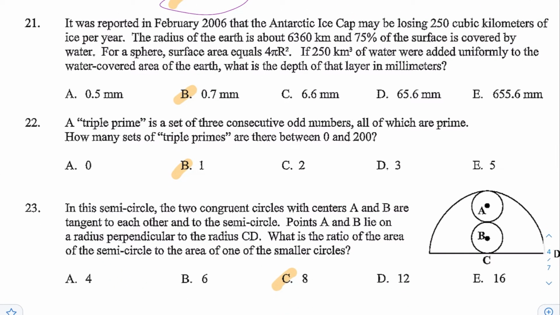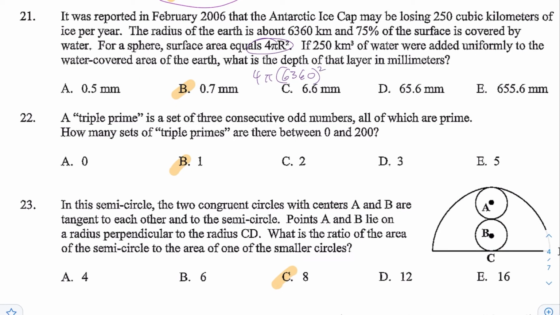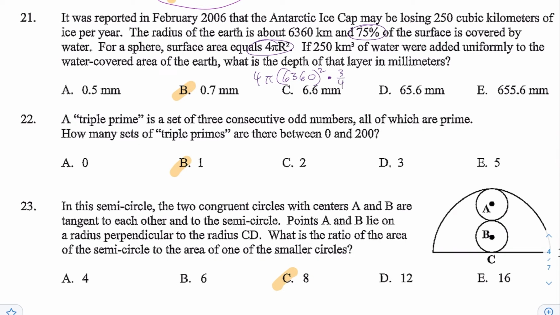So here you have to find the surface area of the Earth that is covered in the ocean. So you have the formula. You have 4 pi, and the radius is 6,360. And this is in kilometers, and you have to square that. But now there's only 75% that's covered. So you have to multiply this by 3/4.